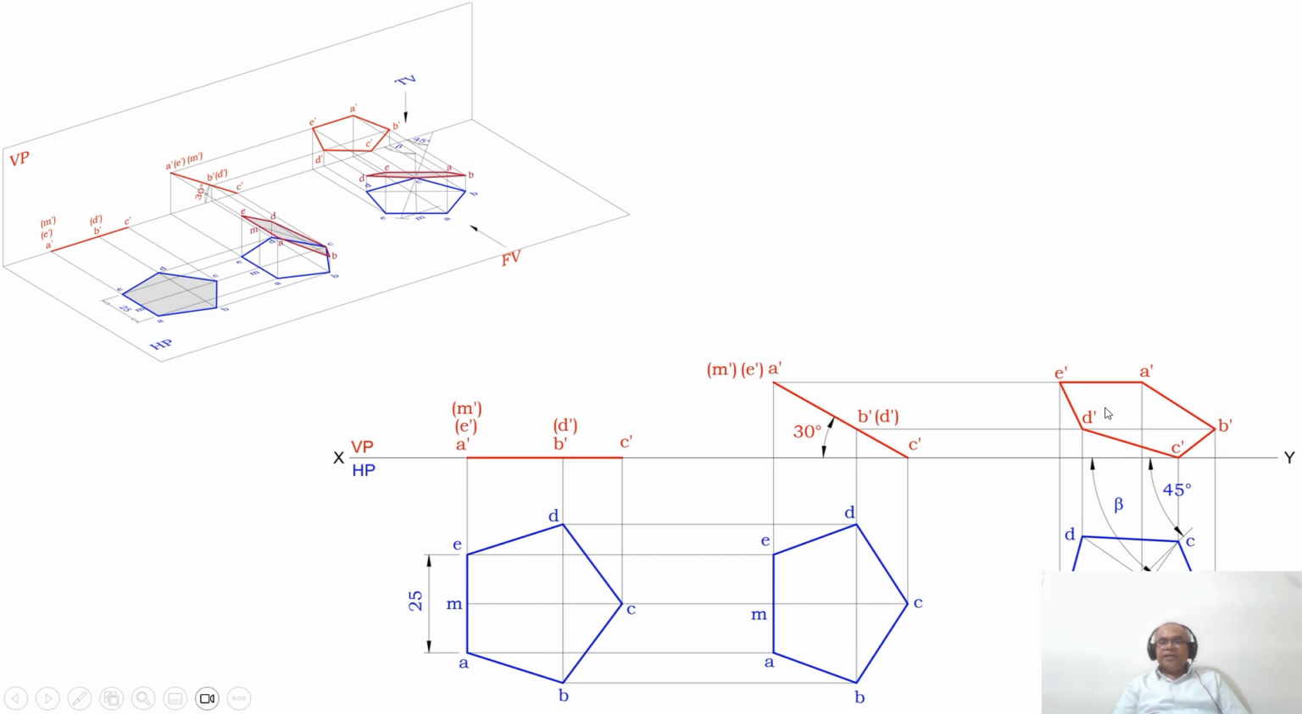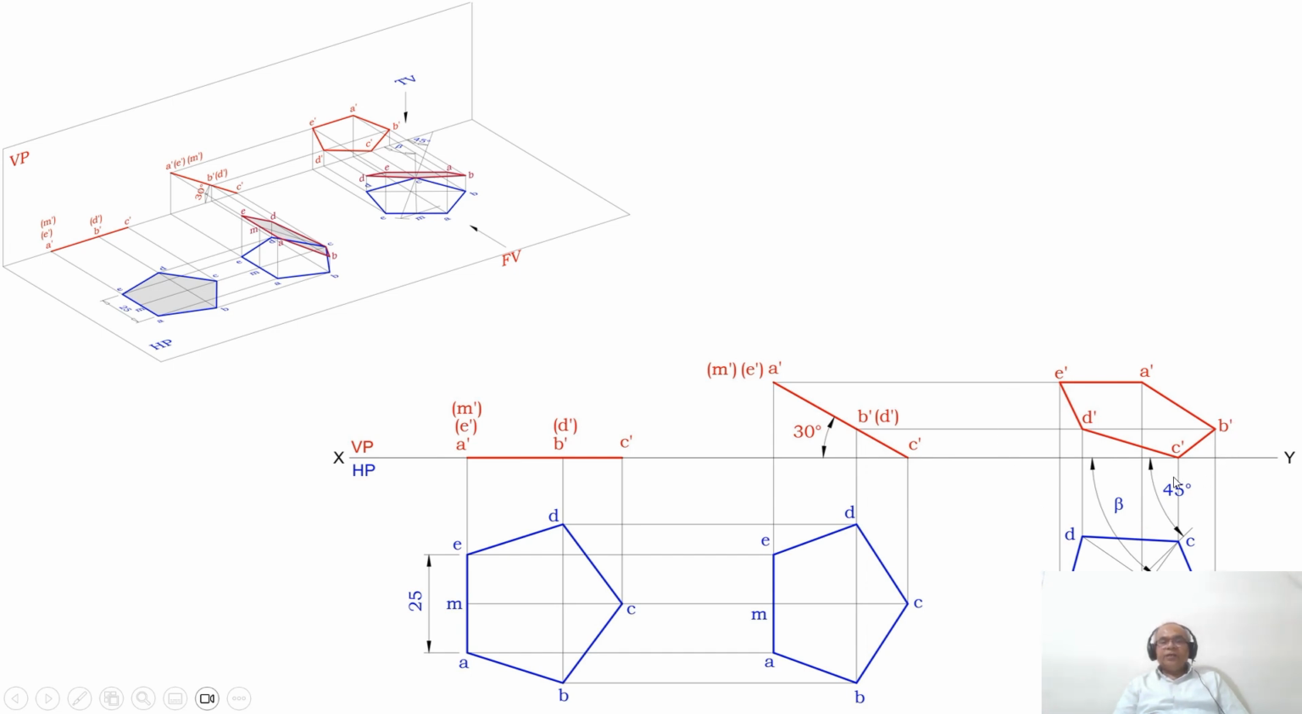You mark them as B dash and D dash, and draw a horizontal projector from C dash to the third position front view, and draw a vertical projector from C to the XY line, and you mark that point as C dash. Then join A dash to B dash, B dash to C dash, C dash to D dash, D dash to E dash, and E dash to A dash. So this is how you will be able to draw the third position, both the top view and front view, in the sketchbook.